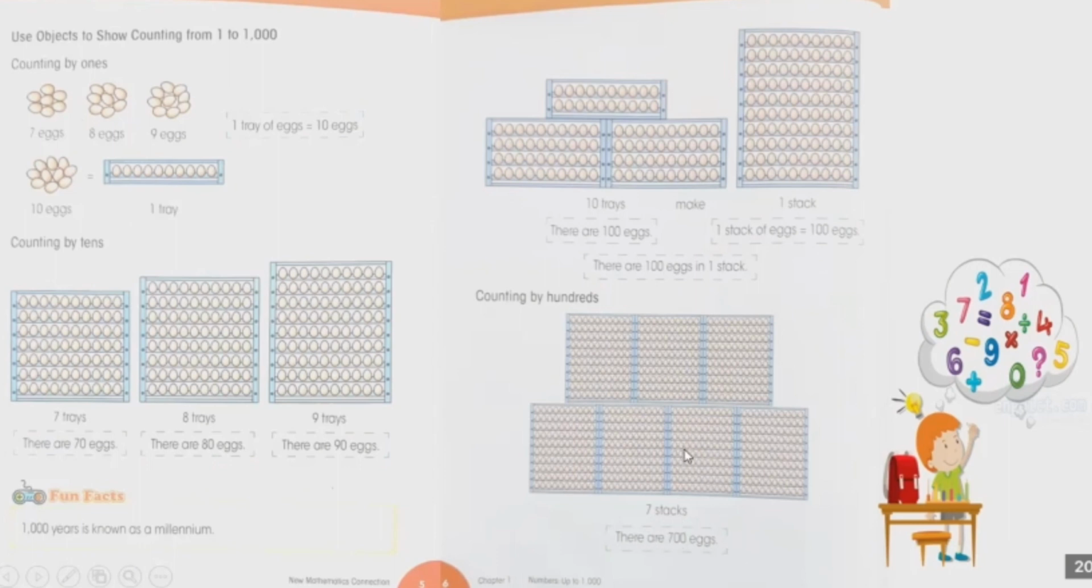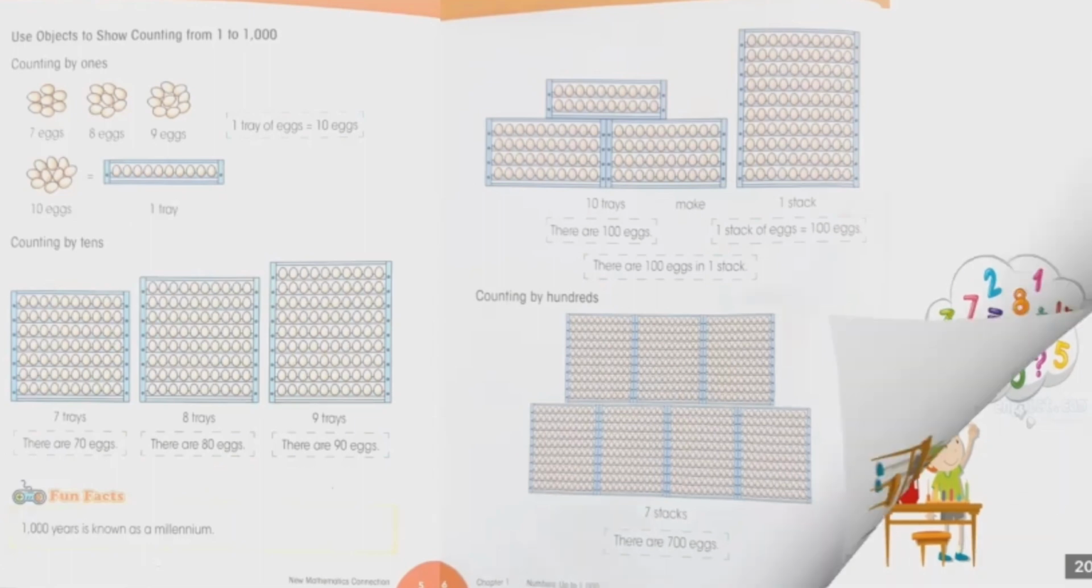I am teaching you this because later on you will be learning multiplication. So that means 7 times 100 is equal to 700. That's why you need to practice counting numbers by tens and counting numbers by hundreds. Later on, it's easy for you to multiply numbers, especially bigger numbers. Okay, let's proceed.